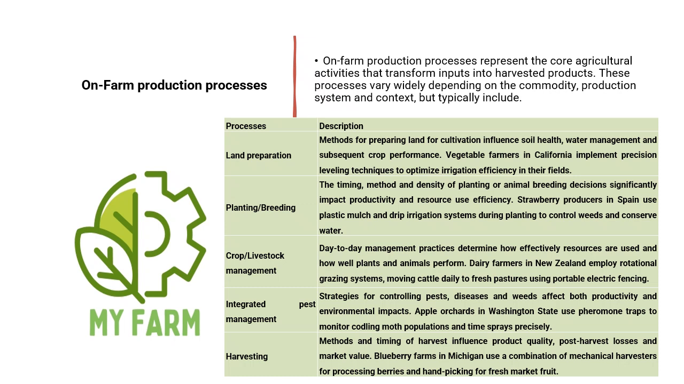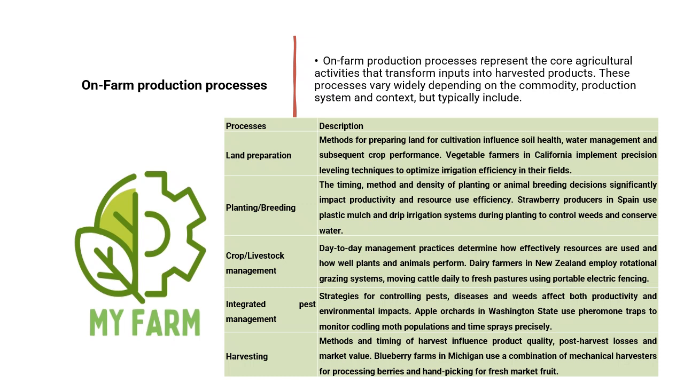Apple orchards in Washington state use pheromone traps to monitor codling moth populations, timing spray applications precisely when needed rather than following a rigid schedule. Harvesting methods and timing influence product quality, post-harvest losses, and market value.